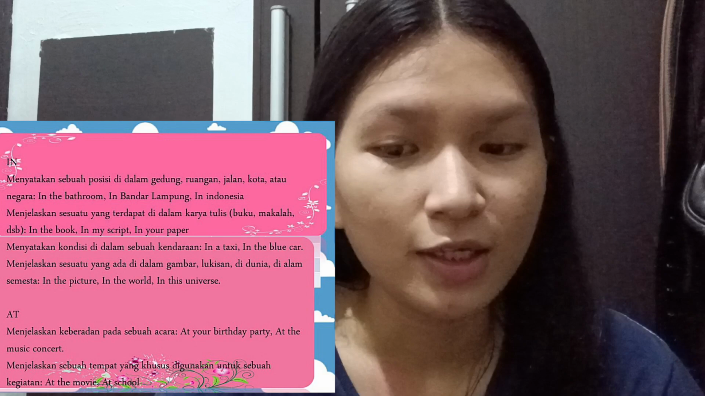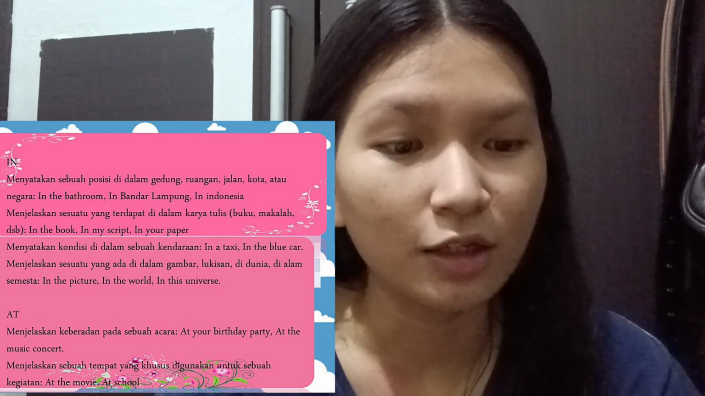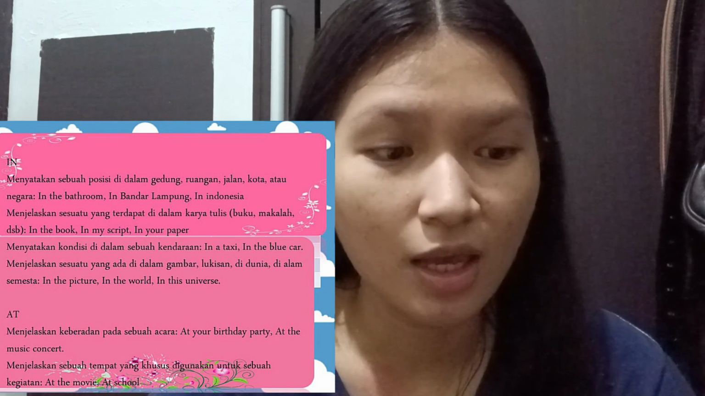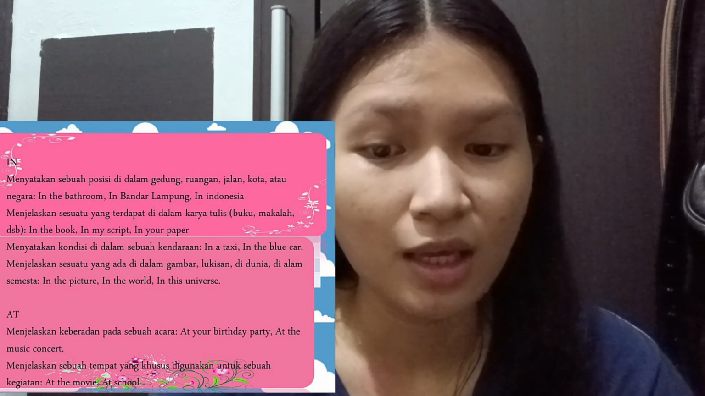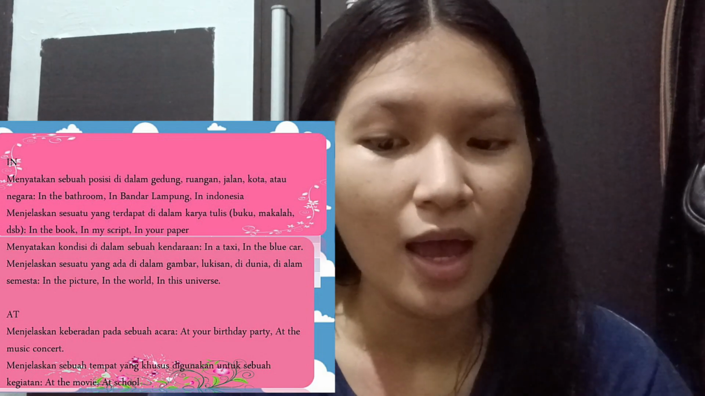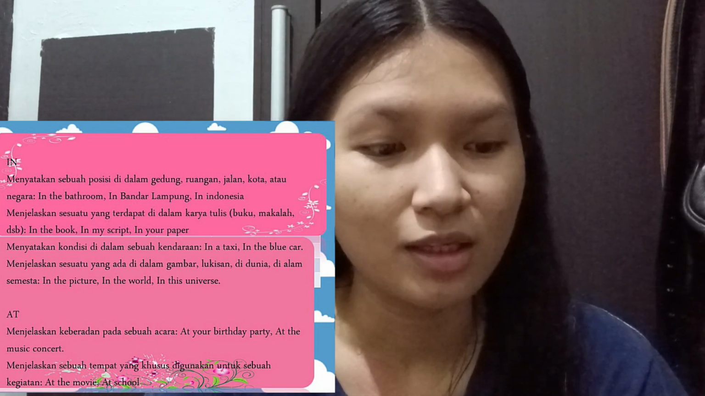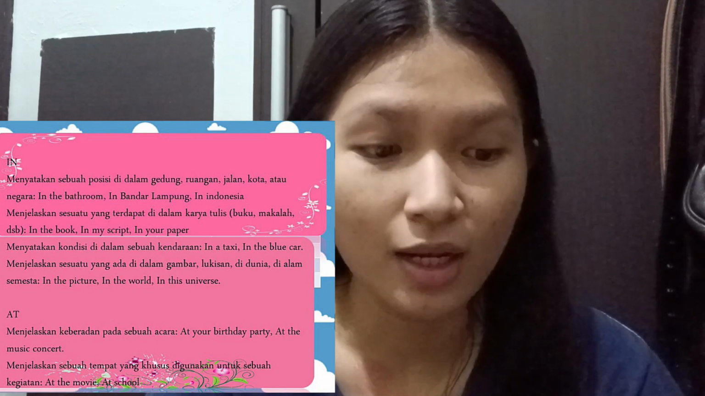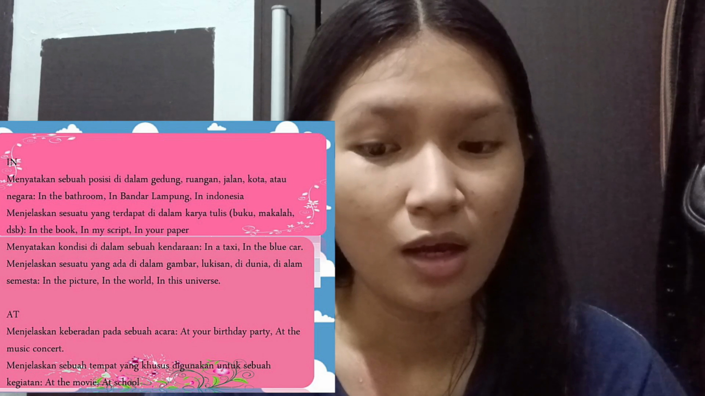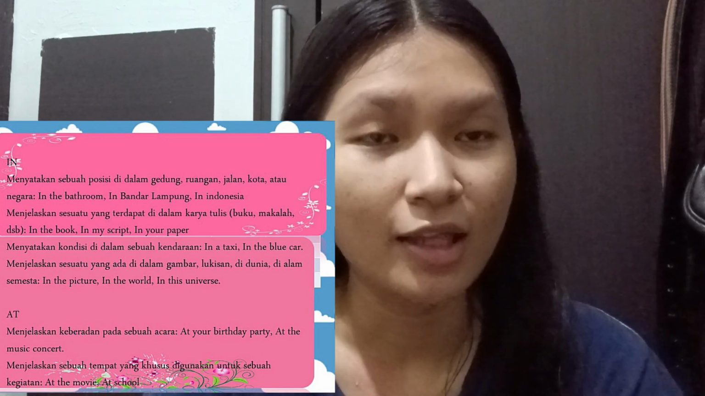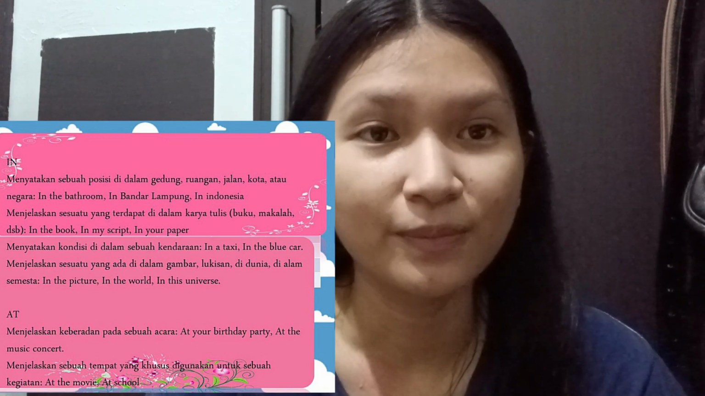In also states the conditions inside a vehicle, like in a taxi, in the blue car. In also explains something that is in a picture, a painting, in the world, in the universe. At explains where you are at an event, like at your birthday party, at the music concert. At also describes a place specifically used for an activity, like at a movie or at school.